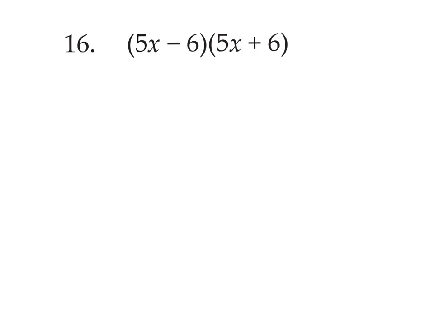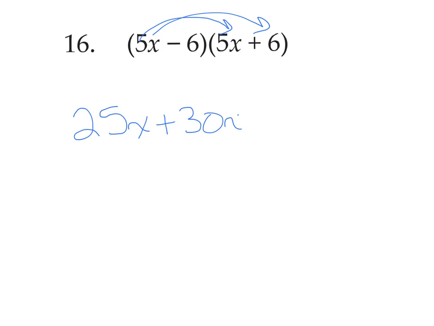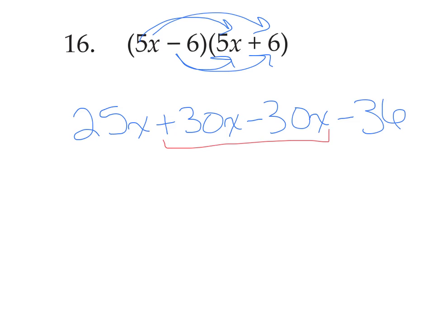Number 16 is the same type of situation. We're going to double distribute. So we're going to have 25x squared plus 30x and minus 30x and minus 36. These like terms in the middle are opposites and they will cancel each other. I made a mistake. I forgot to put the square on there, didn't I? So we're going to have 25x squared minus 36.